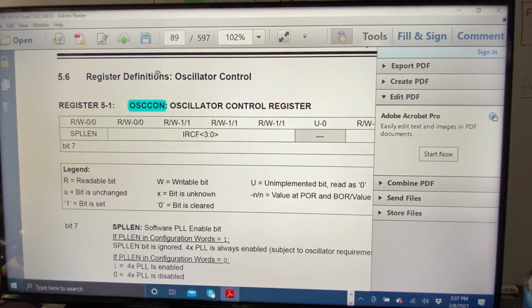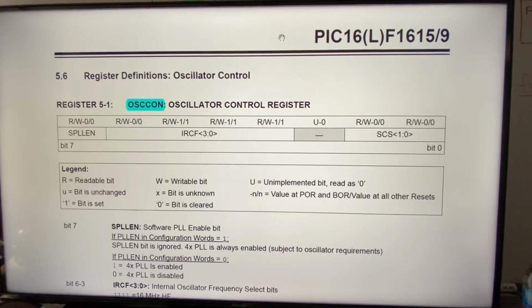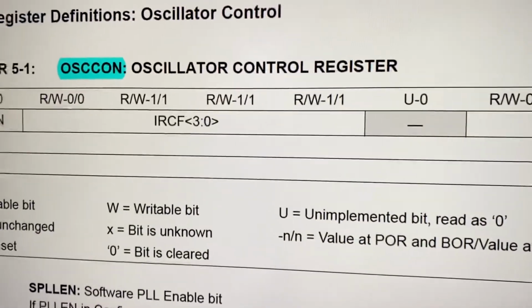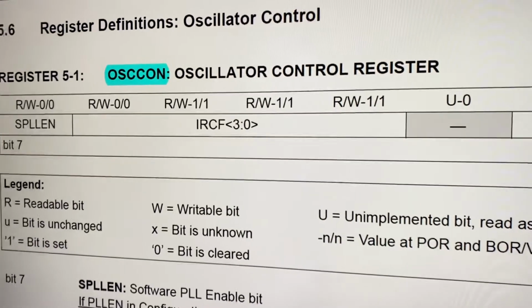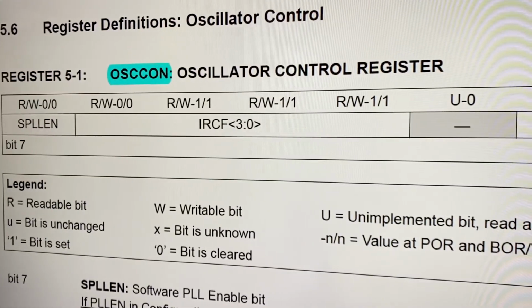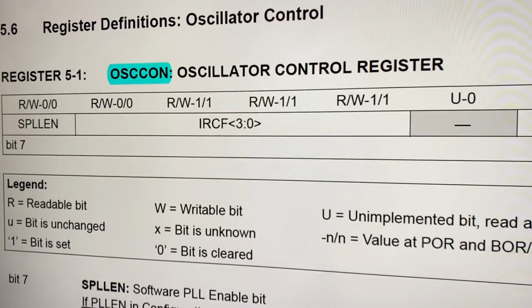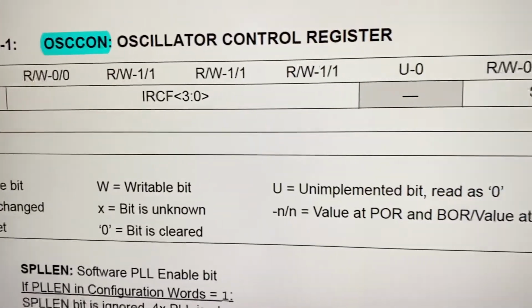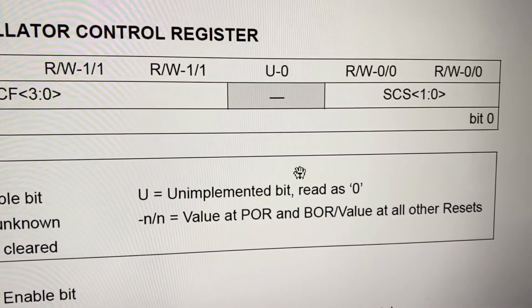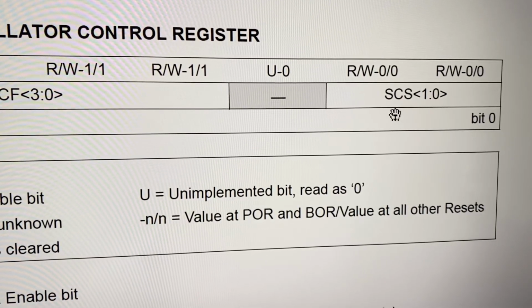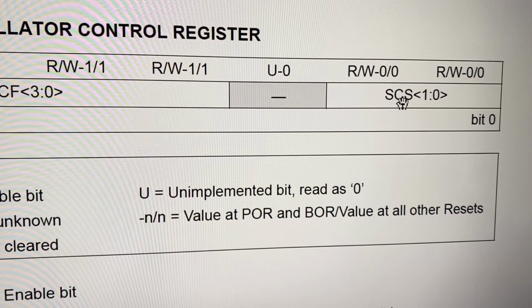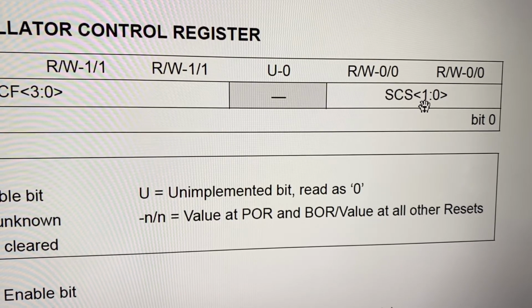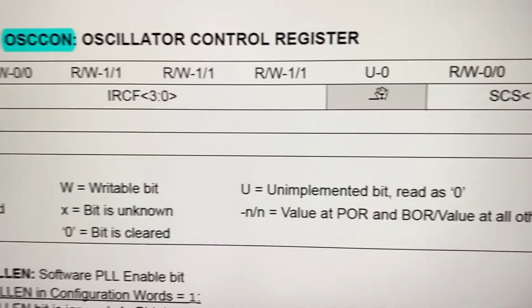Now, all the internal oscillator has 2 registers to control these functions, and this is known as the OSCON. This register, the OSCON, is very important because you have to configure it to determine what frequency you want to set up the oscillator. Notice that you have these 8 bits from bit 0. These are the functions SCS, bits 0 and 1. This bit is unimplemented.